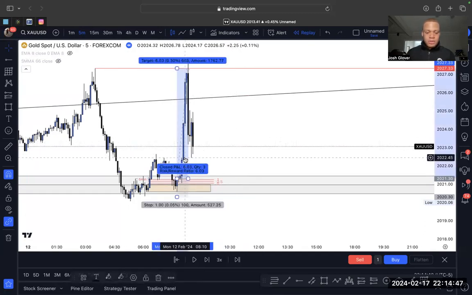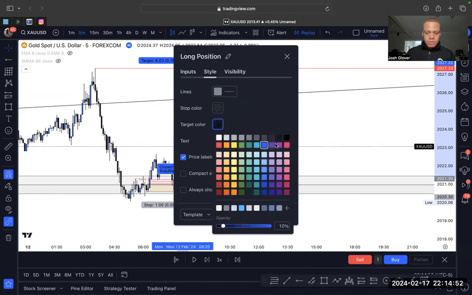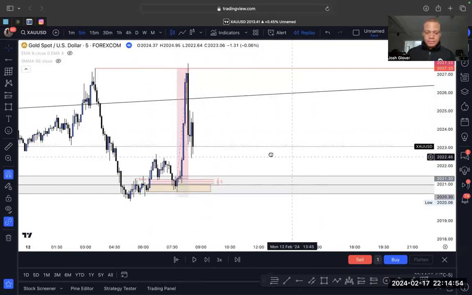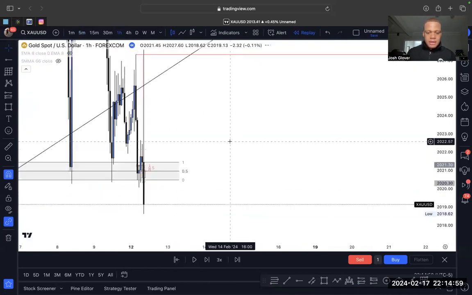We'll color code this one differently. We'll do pink for this one. This is the one I should have taken, right? So we'll keep going. Let's go back to the hourly.